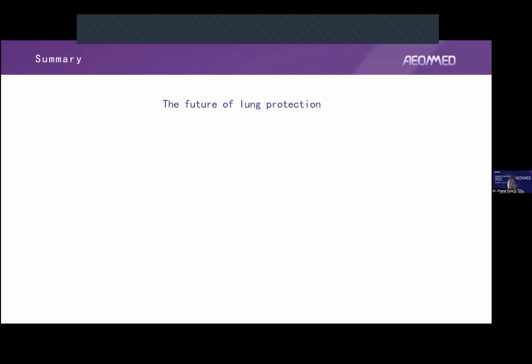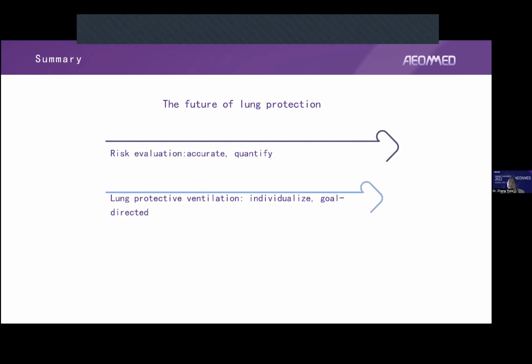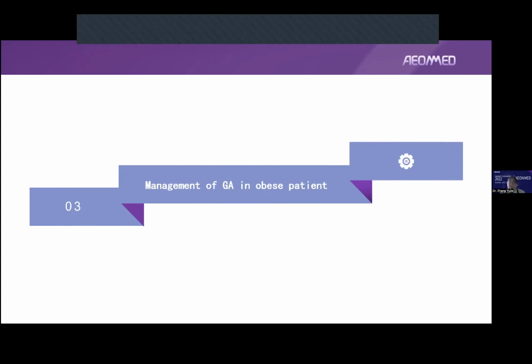And we can notice these three trends of lung protection. The first one is that risk evaluation should be accurate and quantified. And then the LPV, lung protective ventilation, should be individual and goal-directed. And we should care more about the long-term outcome for the patient. That is not only for lung protection, it's also for all the anesthesia management for today's patients. Okay, and that's all for the second part. Then I'll use a case to show how we apply these protective strategies.